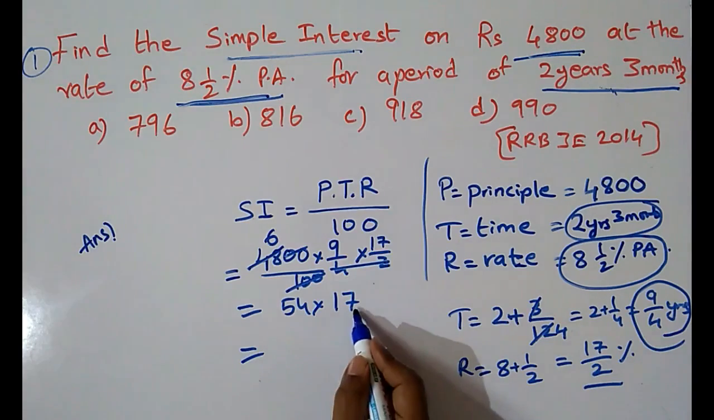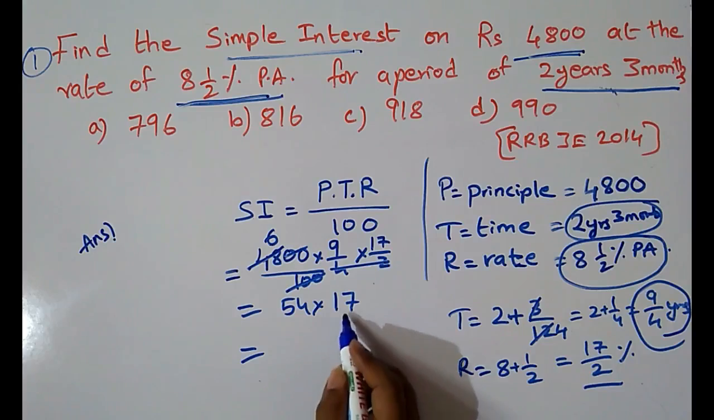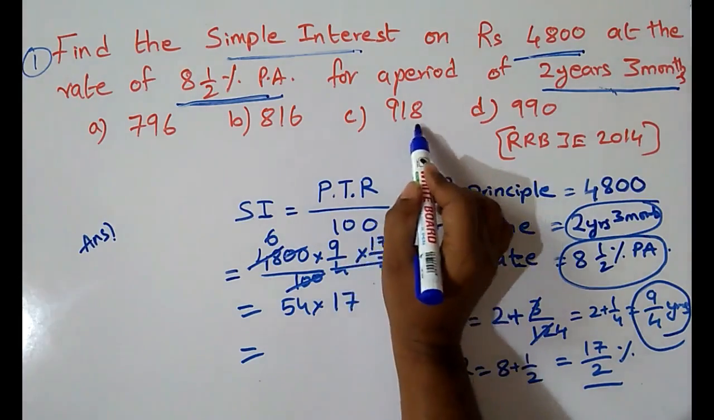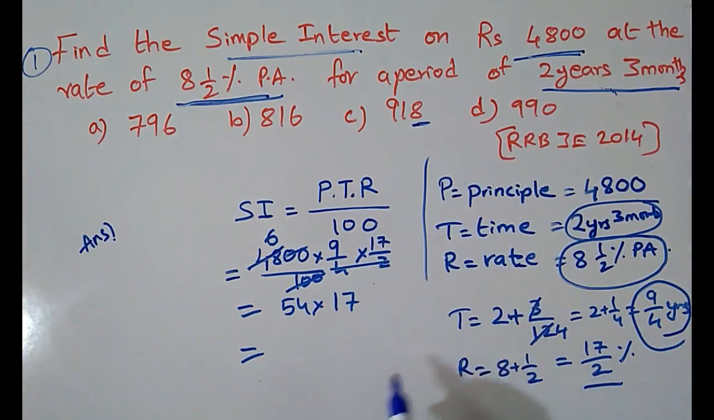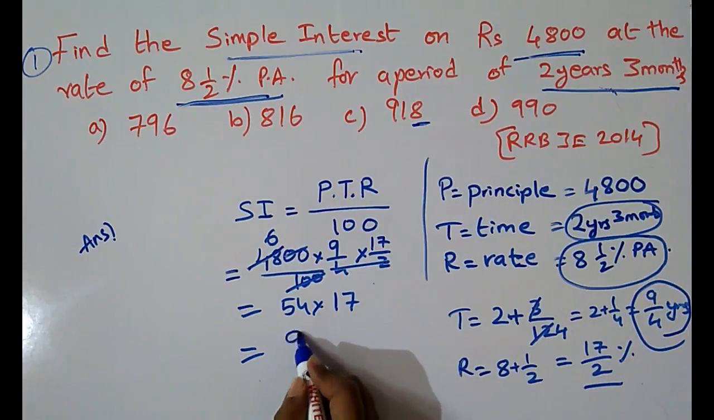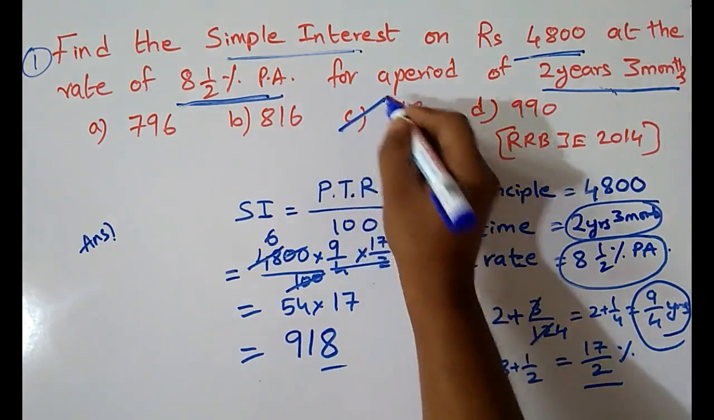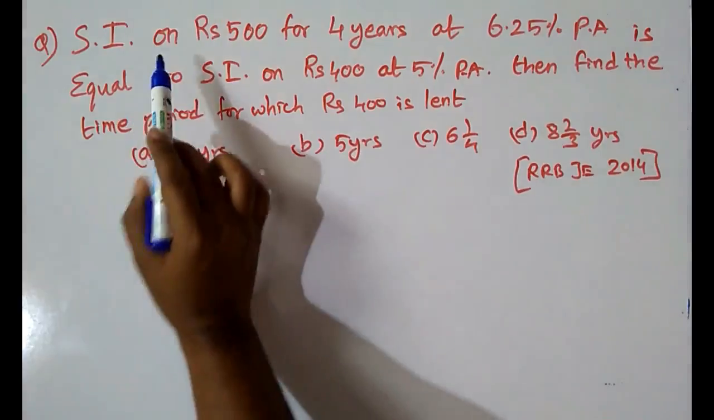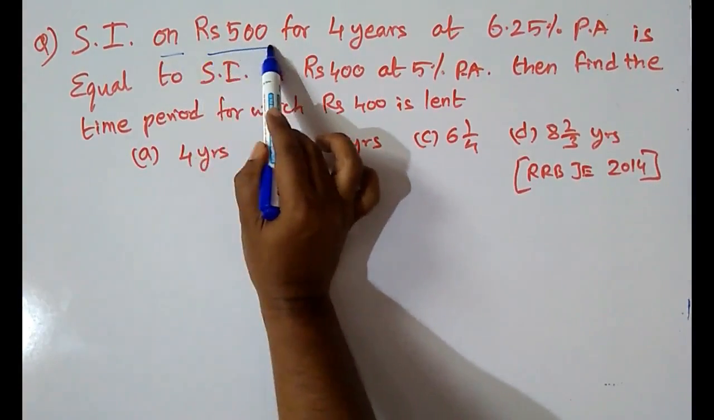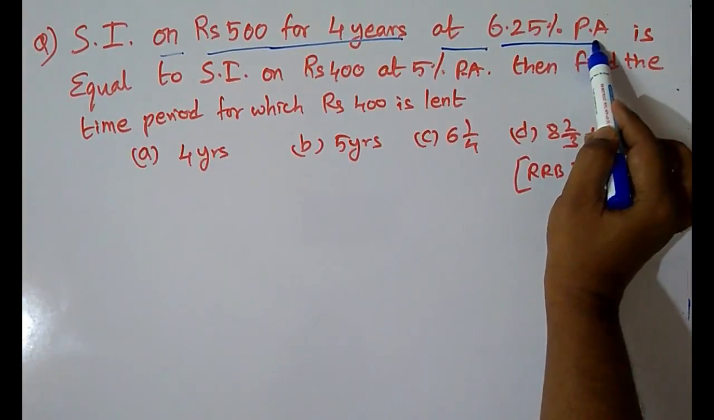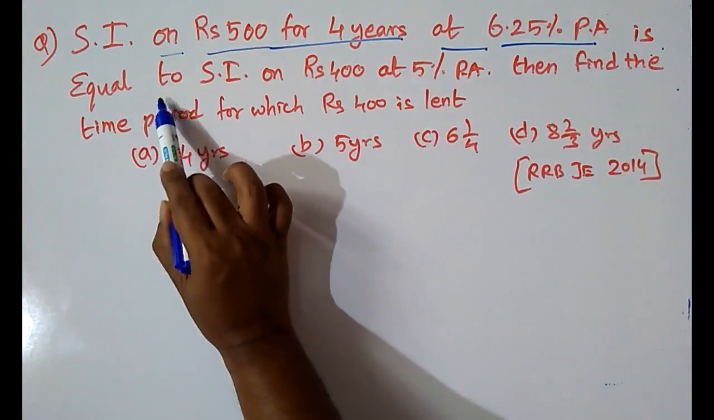If we see the units digit, 4 7s are 28. We are getting 8 in only option C. Even if we multiply and see, we will get the same answer. 918 is the answer.